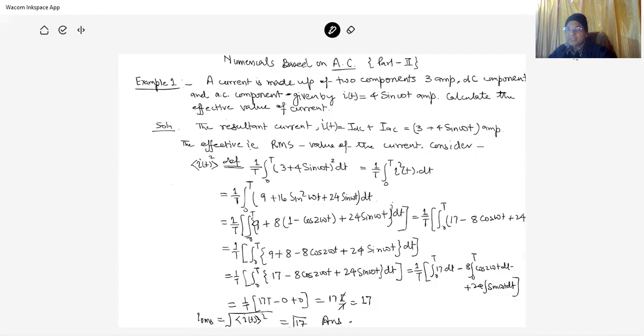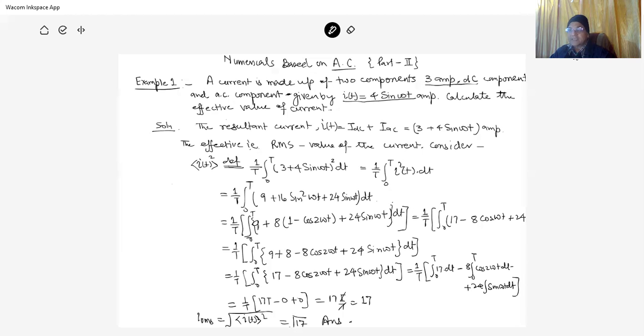So let us see one by one the examples and its importance. That is example 1. Consider a current made up of two components: a 3 ampere DC component and an AC component of 4 sine omega t ampere. Calculate the effective value of the current in the circuit.